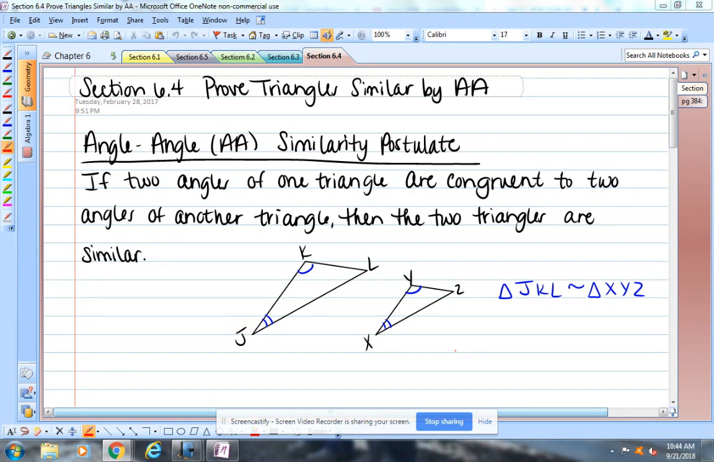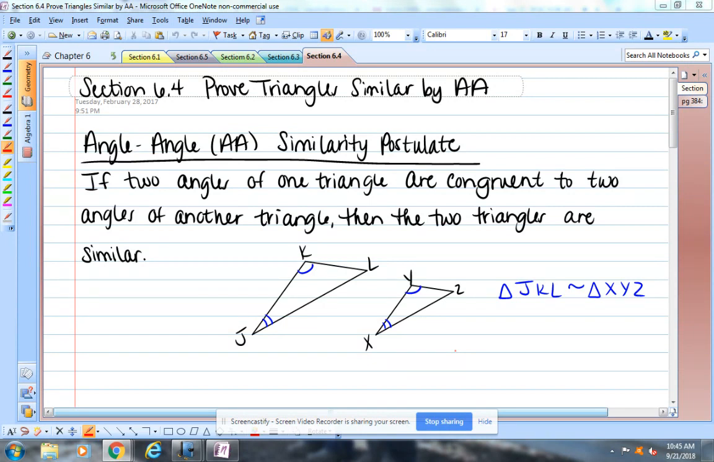Remember side, angle, side, and angle, angle, side, and all that stuff? Well, if we have two angles that are congruent, then all three angles are congruent. Because if we add angles together, they all have to equal what measure? 180 degrees. So if we know two of them are equal to the other, then the third one has to be equal, right? Because that's just the way math adds up. It either adds to be 180 or it doesn't, okay? So if we know two angles are congruent to two in another triangle, then the two triangles are similar.